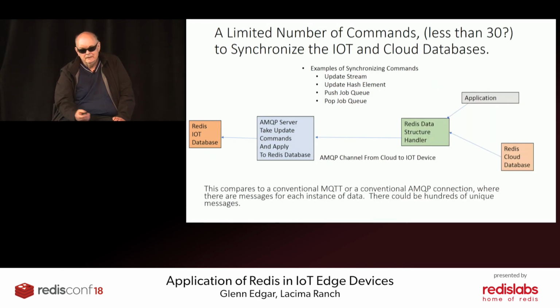And basically, the commands to do this are probably less than 30 to synchronize. Like update stream, update hash element, push job queue, pop job queue. And essentially, they're tied to the data structure handlers. They're not tied to the application code.